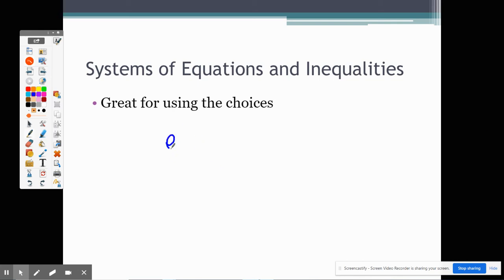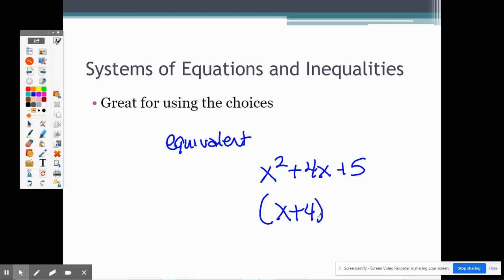If they say equivalent, if the question asks what is equivalent to something else, and you have x squared plus 4x plus 5, you guys all know those are equivalent. You would know the answer, but let's pretend you didn't.